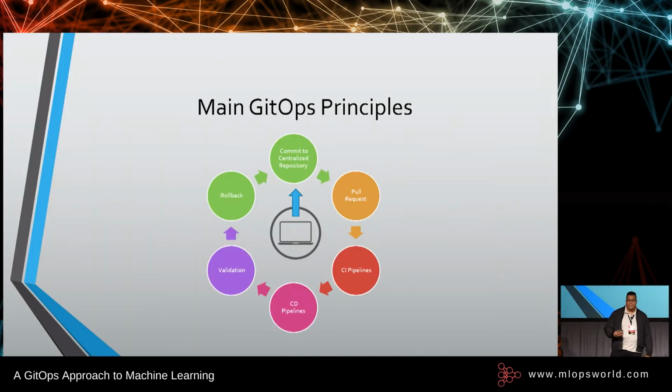So the main principles of GitOps, and we're not going to delve too deeply into this because I'm sure you're familiar with the basic concepts, are that you have engineers committing to a centralized repository that stores the current and past state of the application. You can make pull requests against the main branch or whatever release branches you want to use, and you can trigger off CI pipelines, which trigger CD pipelines, with which you can automate various tasks, including validation. And at the end of the day, all of this is traceable. You can roll everything back, and everything is stored in code.